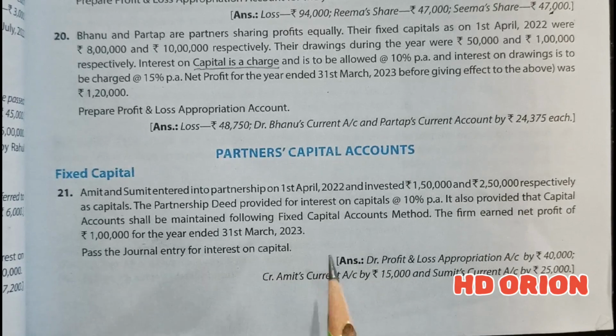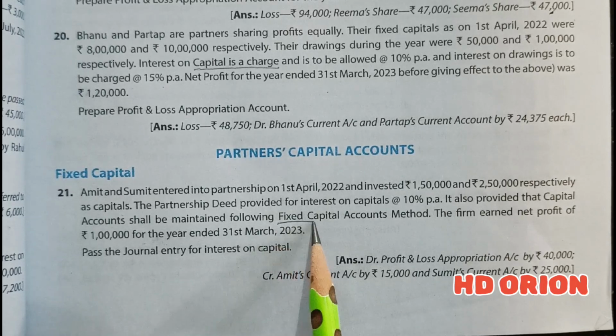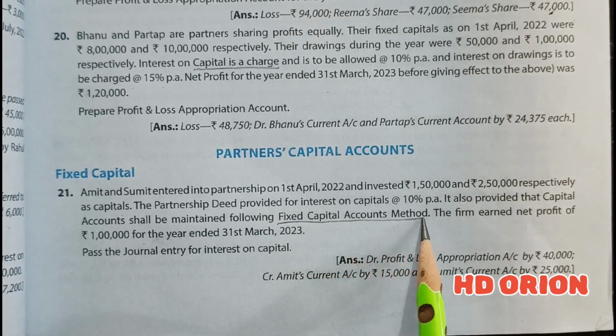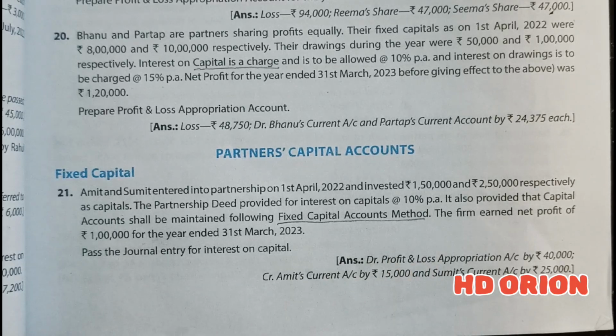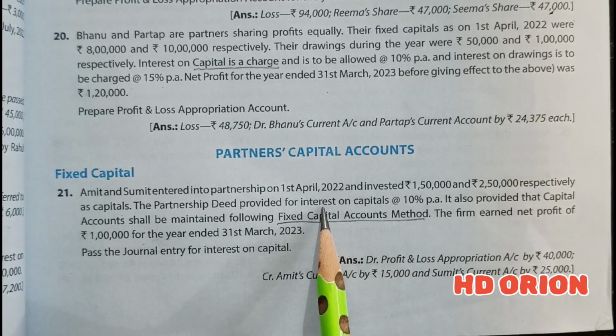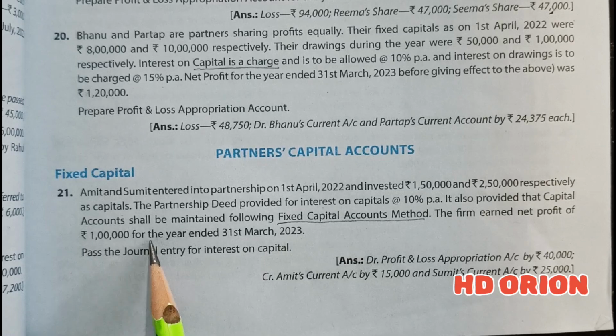Now in this question, because capital account is maintained by fixed method, therefore all the journal entries related to interest on capital and distribution of profit will be by opening partner's current account, not by opening partner's capital account. So let us see the solution.